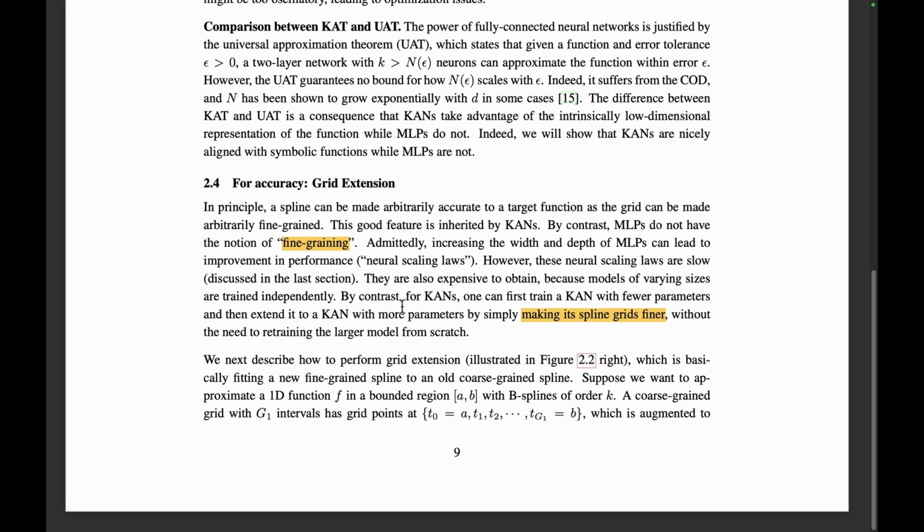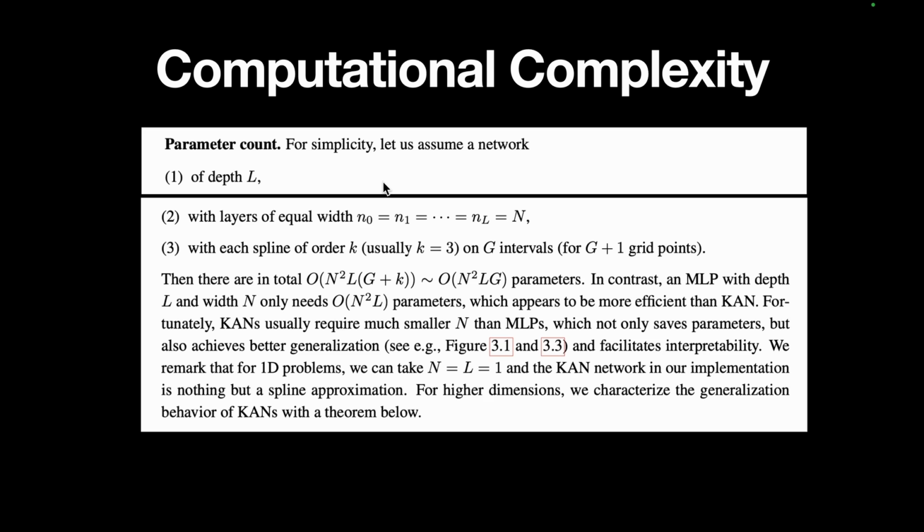So they reiterated that for KANs, we can first train the KAN with fewer parameters and then extend it to a KAN with more parameters by simply making its spline grids finer. Now, this is one of the special features of KAN. One of the disadvantages of using the splines is the computational complexity that it introduces.